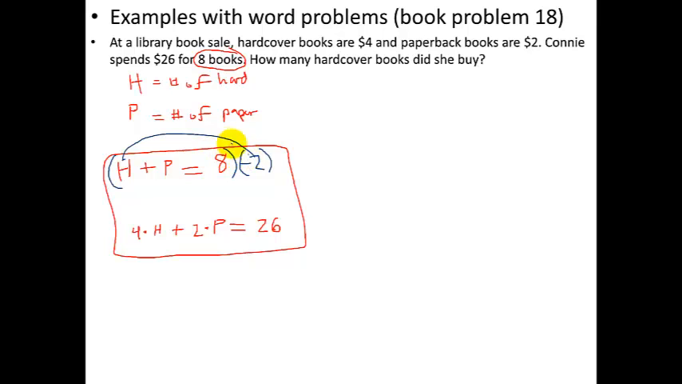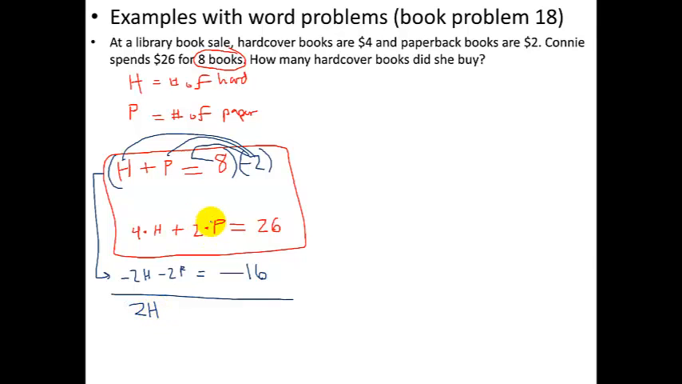So I have to distribute this in, 1, 2, 3, and that will give me negative 2H, negative 2P equals negative 16. So I'm going from this one down to this one by distributing the negative 2 in. Once I've done that, I can combine these two equations. So 4H plus a negative 2H is going to give me 2H. 2P plus a negative 2P, those cancel out. And 26 plus a negative 16 gives me 10. Divide by 2, divide by 2. H equals 5. And so that means that I purchased 5 hardback books.